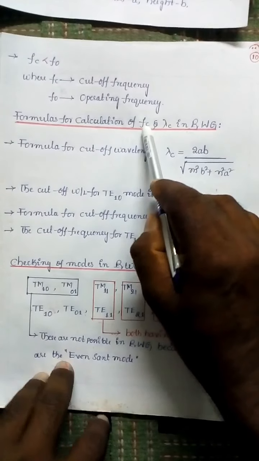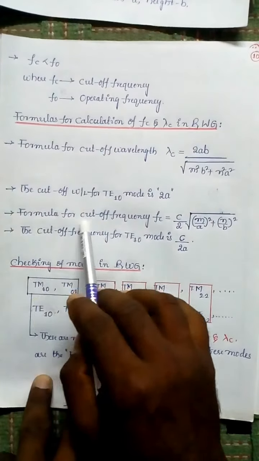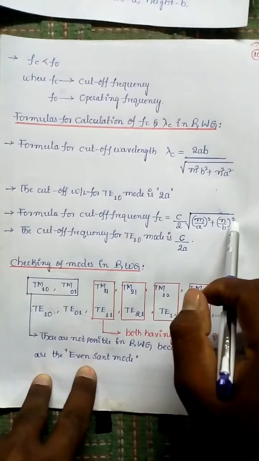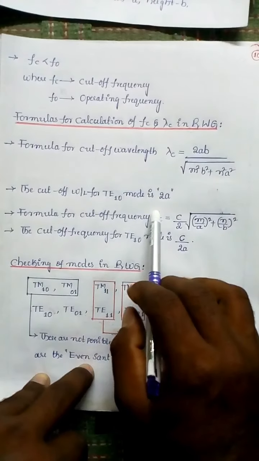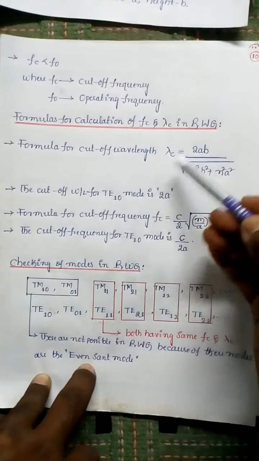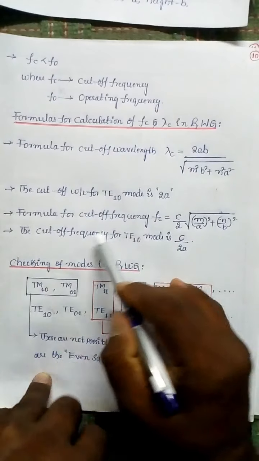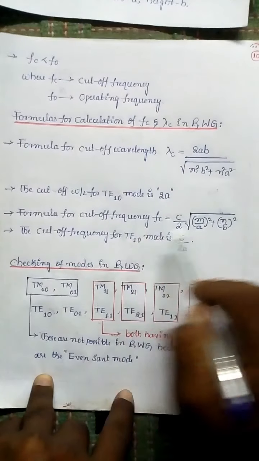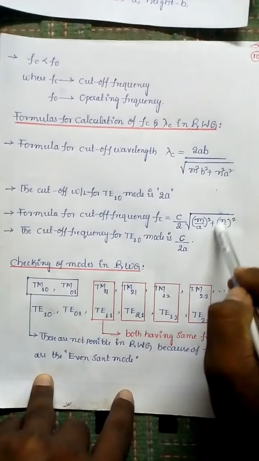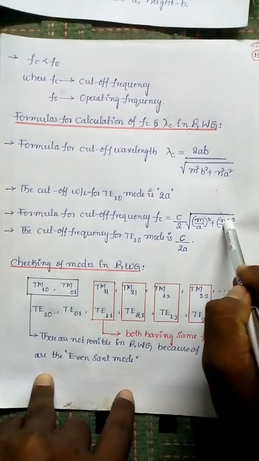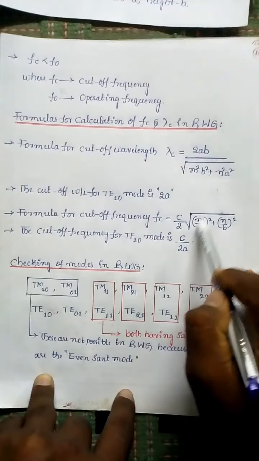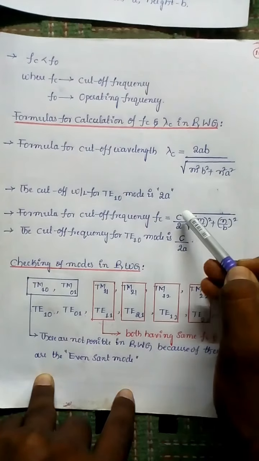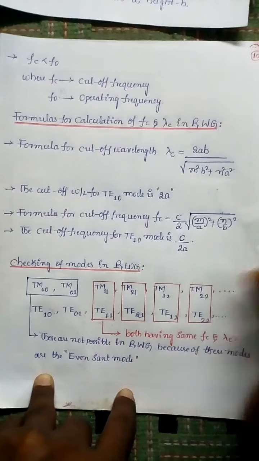Next, for Fc, the cutoff frequency. The formula is Fc equals c by 2 into the square root of (m by a) whole squared plus (n by b) whole squared. This is the formula for cutoff frequency. Using this expression, we find the cutoff frequency for TE10. In place of m substitute 1, and in place of n substitute 0, so that term is 0 and the m term is 1 by a squared. The square root of 1 by a squared is 1 by a. So finally we get c by 2a.